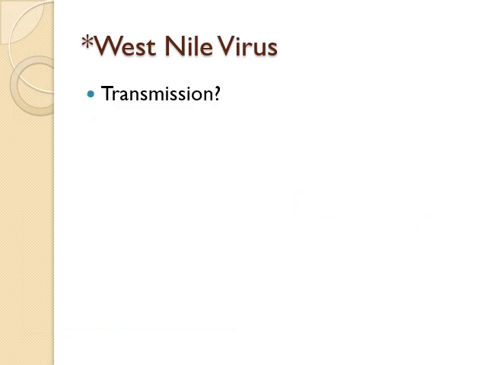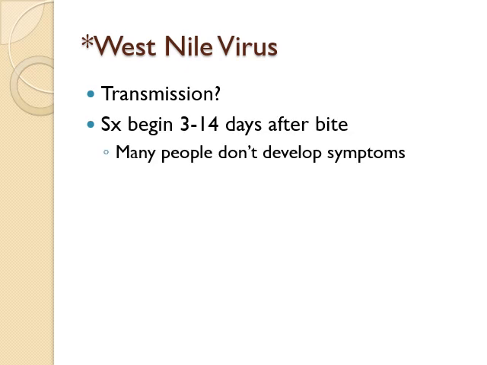West Nile virus. When I would do this in class, I'd ask the question, how does West Nile virus get transmitted? The vector is usually a bite from a mosquito. Usually the signs and symptoms begin 3 to 14 days after the bite. Many people actually don't develop symptoms. Interestingly enough, you could have West Nile virus and not even know it, and your body can fight it off and you could be fine. But there's also more severe illness that can occur.